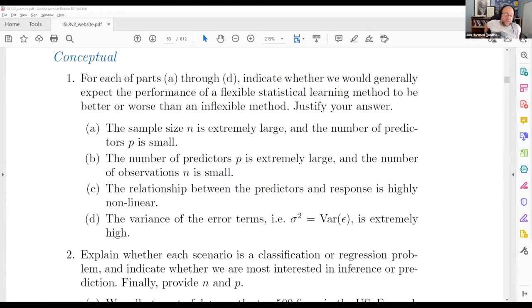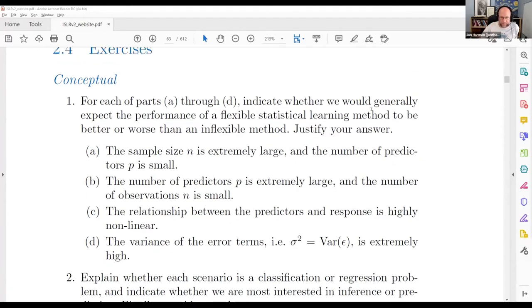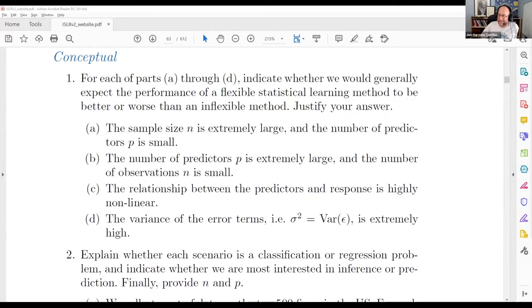And then finally, the variance of the error terms, sigma squared equals variance of epsilon, is extremely high. I think the first three were clear in the definitions. It was really clear to me what the answer should be. This one made me think a little bit more. So I would say flexible would be worse.